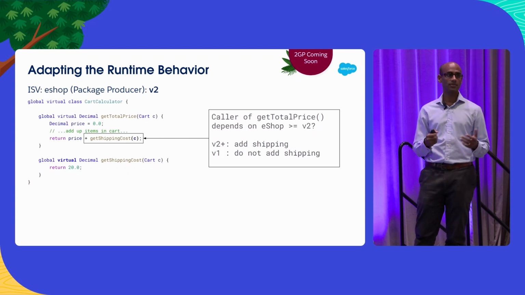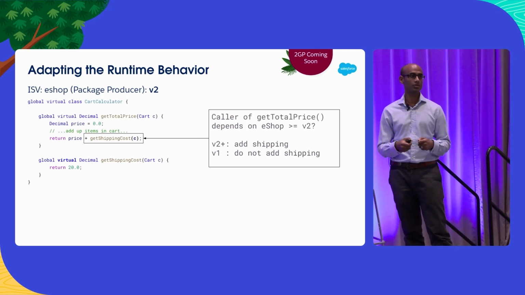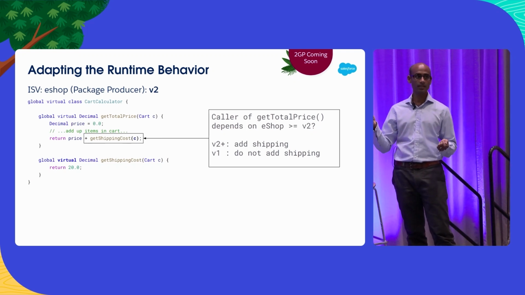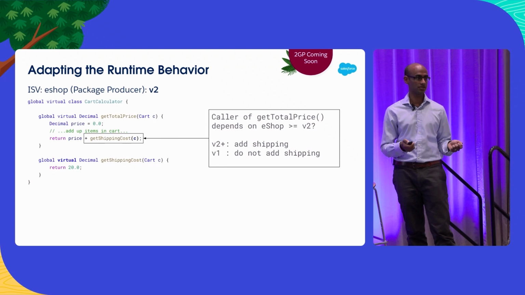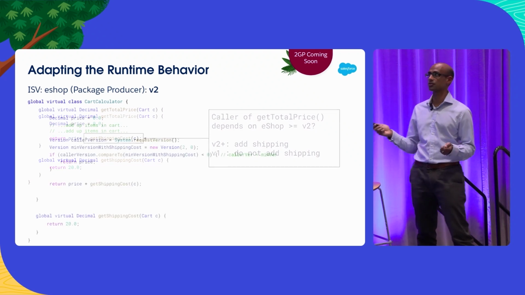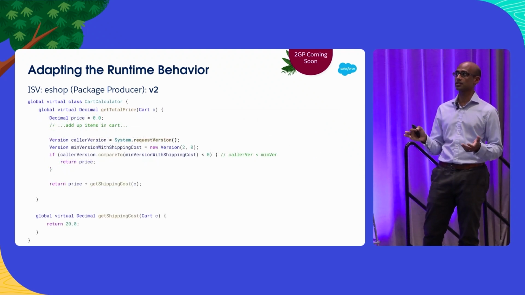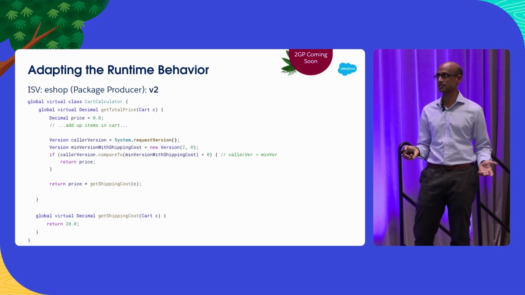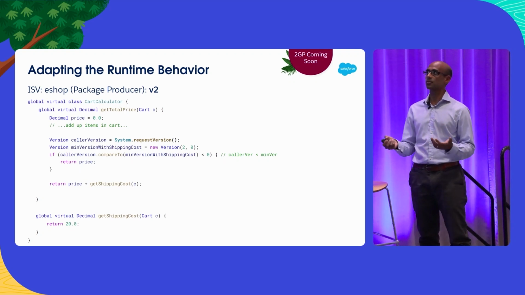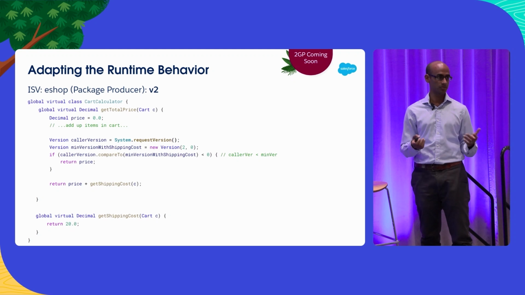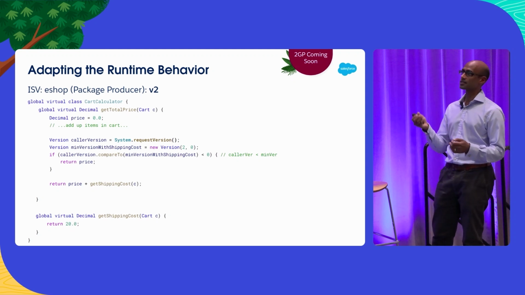The key piece of information that's missing at the moment is what version did the caller call me as. Now, 1GP already provides a method to do this, to get this information, called System.requestVersion, but this didn't work in 2GP because we didn't have those version settings. Now we've added support for System.requestVersion for 2GP managed packages, and here's how you use it.